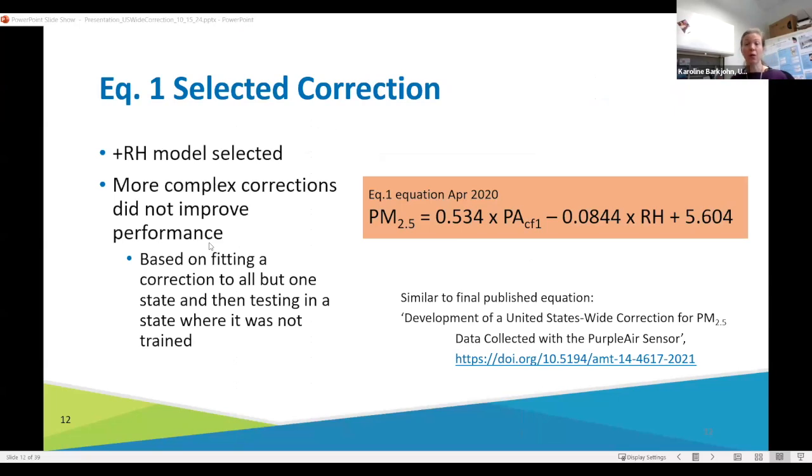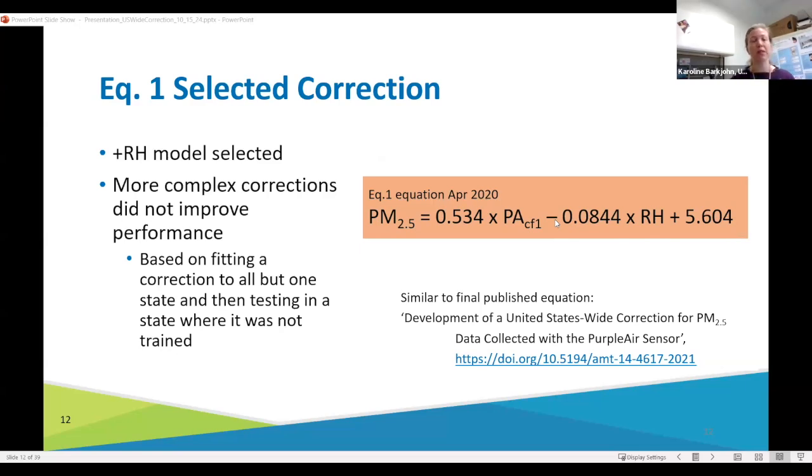And so this is the equation that we selected. You see there's a slope term times the PurpleAir output minus a term times the relative humidity as measured by the sensor, and then an intercept. We did consider these more complex corrections, but they didn't really improve the performance significantly.